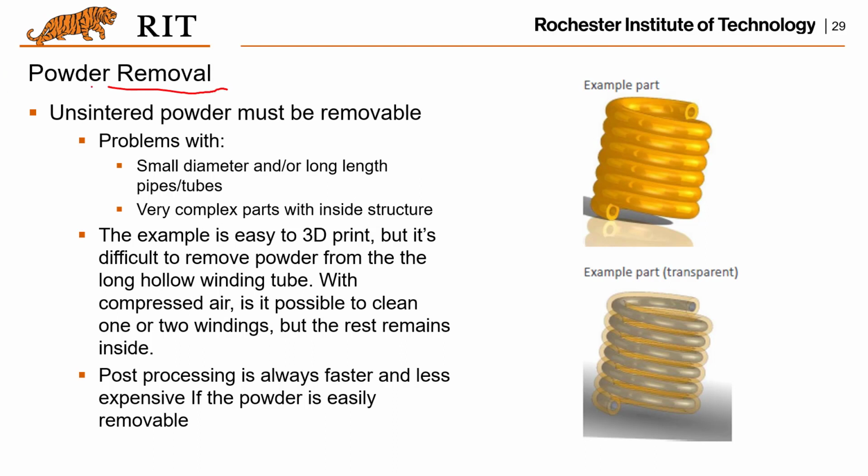Another consideration during the design for SLS is, for example, you have spiral tubes like this. For a shape like this, it's really hard to take the powder out of the tube, because during the printing the powder will tend to melt, and it's really hard to take it out to make this hollowed tube. So for designing a part to be printed using SLS, you always need to consider how the excess material can be taken out after printing.